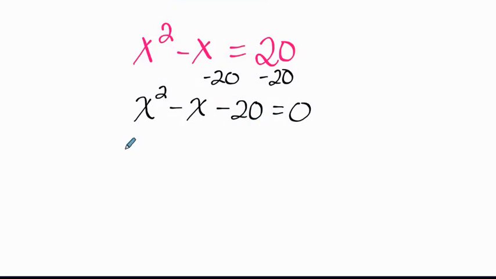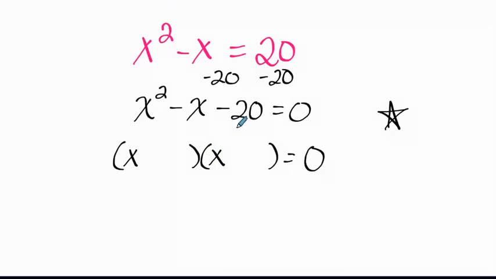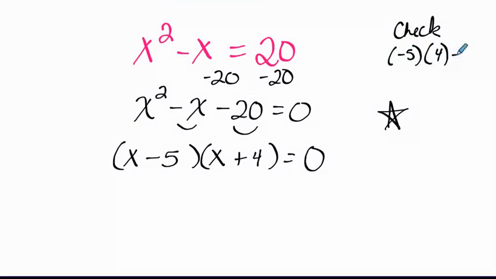It's a trinomial, so we're going to go ahead and set up two sets of parentheses, and hopefully we can factor this. And in my next video, you'll see examples where you're unable to factor them, so you'll have to use the quadratic formula. But for this one, factors of negative 20 that add up to be negative 1. Those factors would be negative 5 and positive 4. So you can do your quick check on the side. Make sure that negative 5 and 4 are factors of negative 20, and indeed they are.